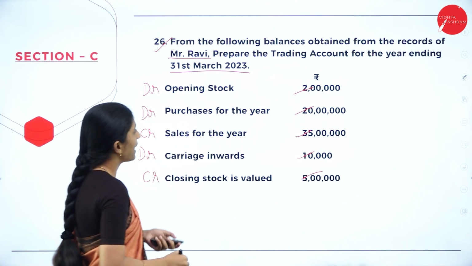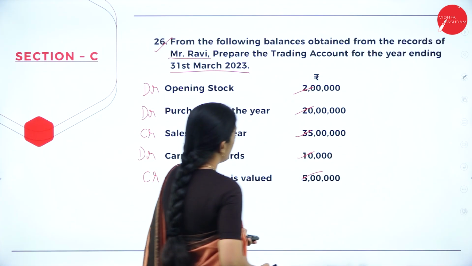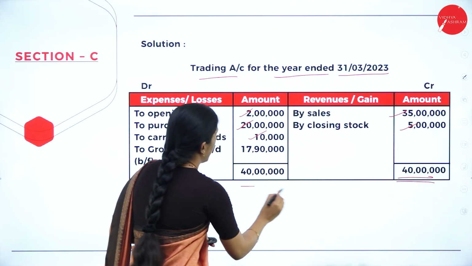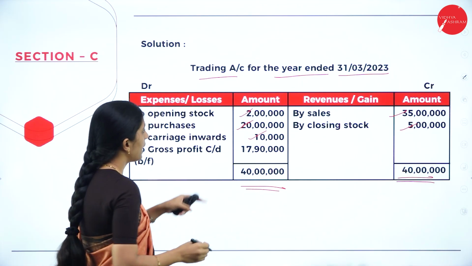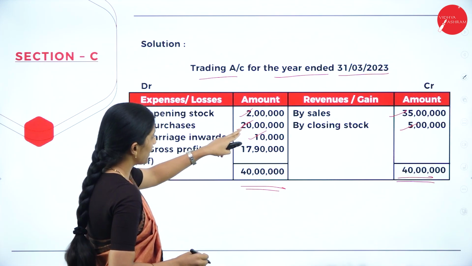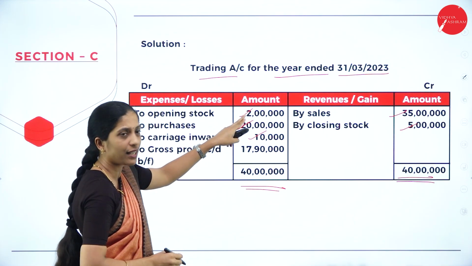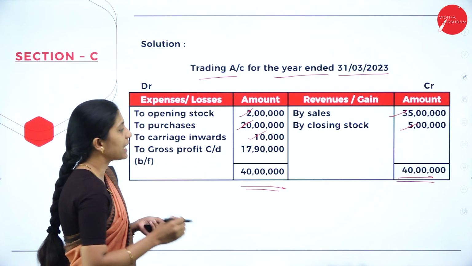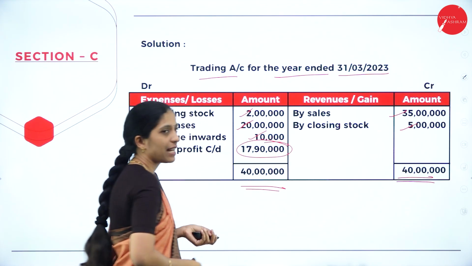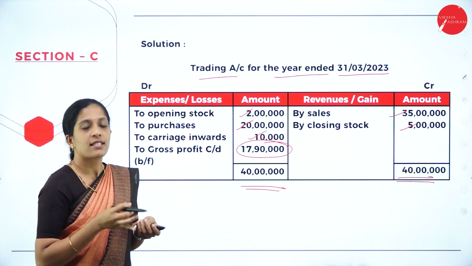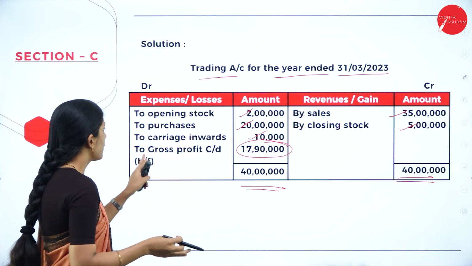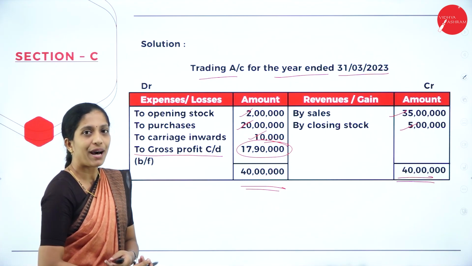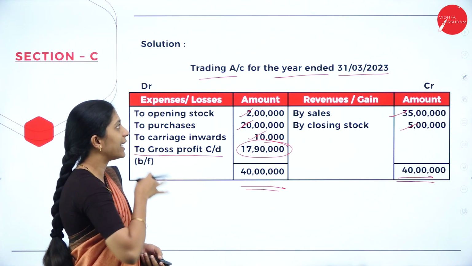Next, in the credit side, by sales 35 lakh and by closing stock 5 lakh. So, overall it is 40 lakh. 40 lakh minus this 20 lakh. So, it will be 20 lakh. 20 lakh minus 2 lakh, that is 18 lakh. 18 lakh minus 10,000. 17 lakh 90,000 is the balancing figure. So, whatever the balancing figure you will get under trading account, it is what? To gross profit carried down, and this will be the balancing figure. Okay, so hope you are clear about it.